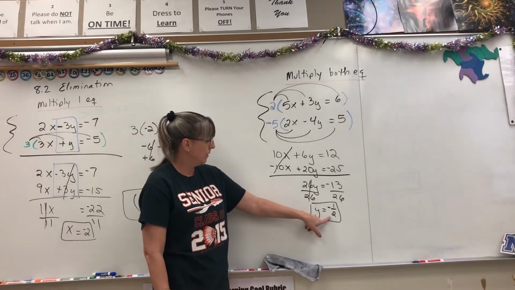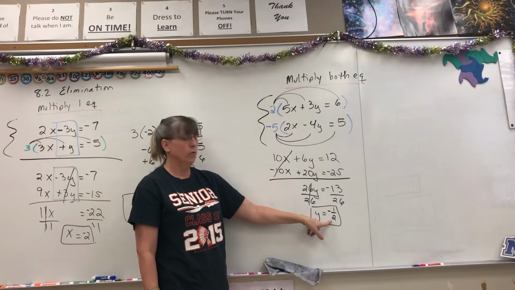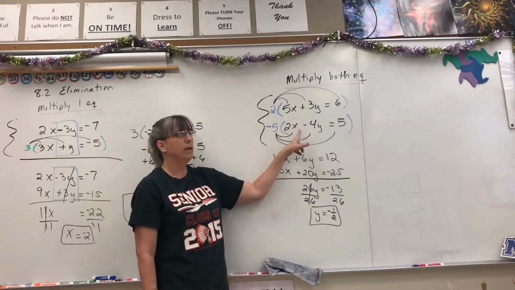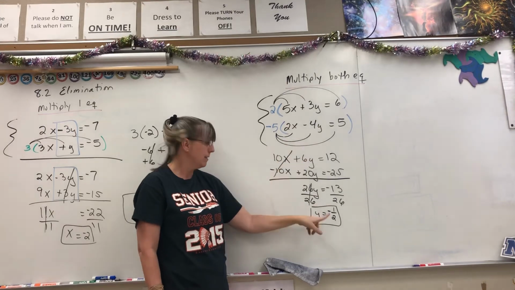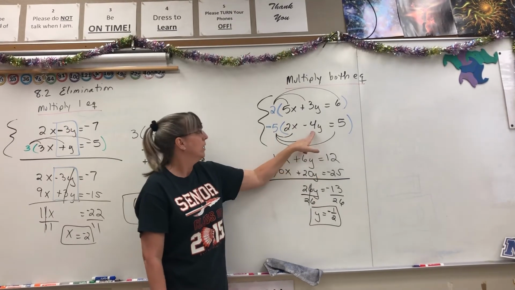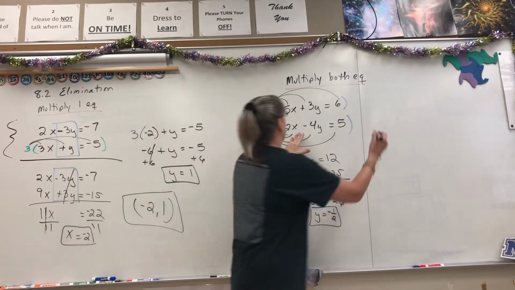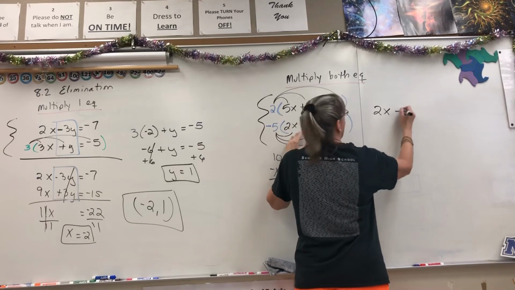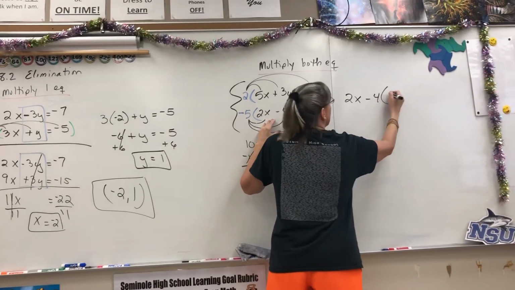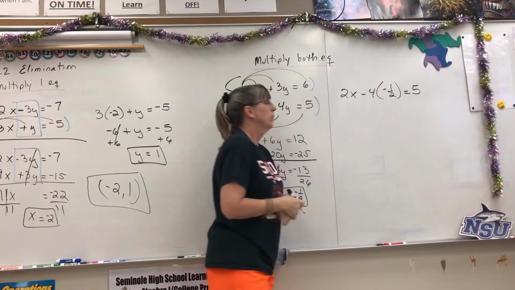So I'm going to take this and I'm going to look up at my two equations. I have 2 for a denominator. Pick the equation that works nice with 2, which would be this one. Oh no, I'm looking for y. It still would be this one because 4 and 2 play nice together. So 2x minus 4 times negative 1/2 equals 5, okay?